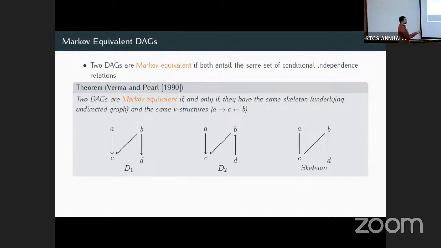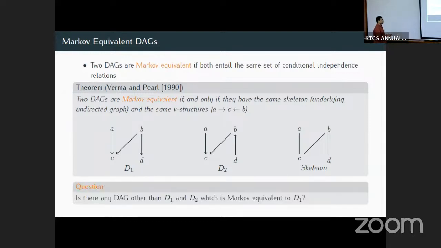So here this is the skeleton of these two DAGs, and both have the same base structure. This ACB type of structure is called the base structure. So both have the same base structure and the same skeleton, so these two are Markov equivalent. Is there any other DAG, other than D1 and D2, which is equivalent to D1? Any Markov equivalent DAG must have this base structure, so the uncertainty is only on this edge.